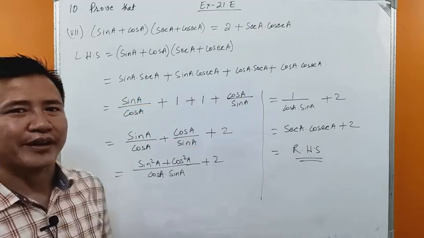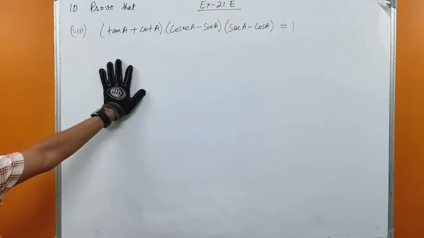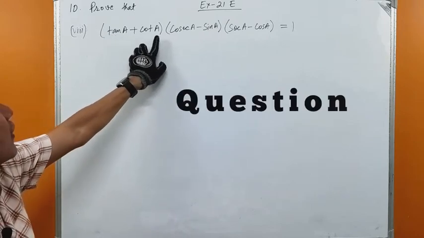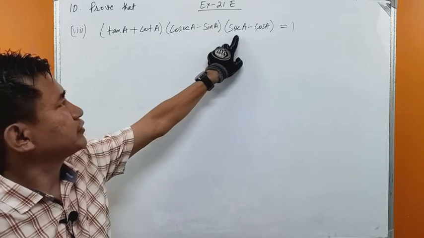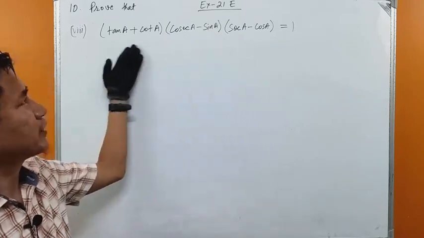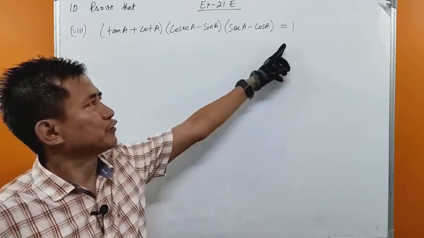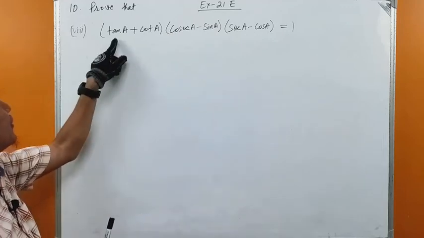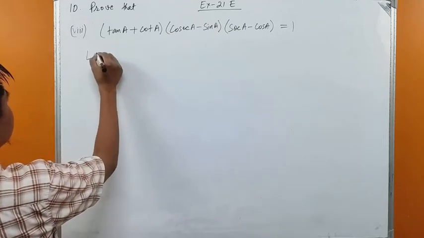Now let us do question number 8 of 10. So we have tan A plus cot A into cosec A minus sin A into sec A minus cos A in the left hand side. We are asked to prove this equals 1 in the right hand side, isn't it? So let's do this. LHS, let me copy the left hand side first.